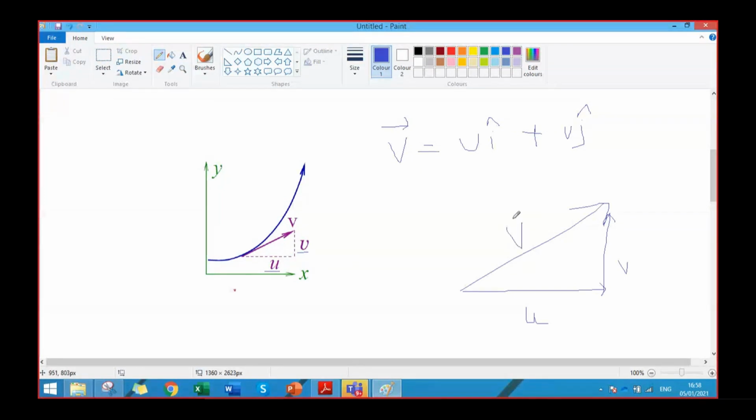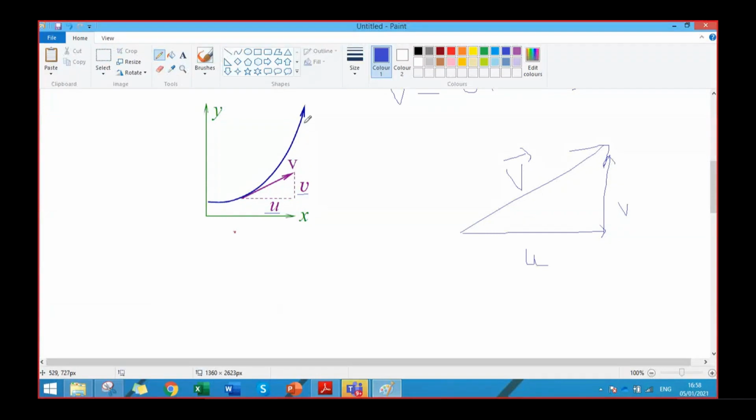So if I ask you, what is tangent to the streamline? The slope of the streamline would be dy by dx, right? And that slope would be equivalent to the velocity ratio, v by u, right?